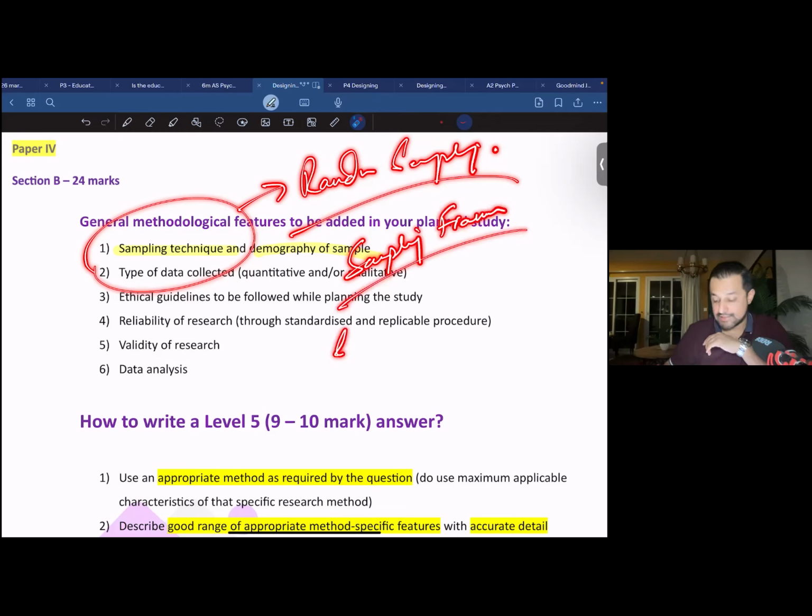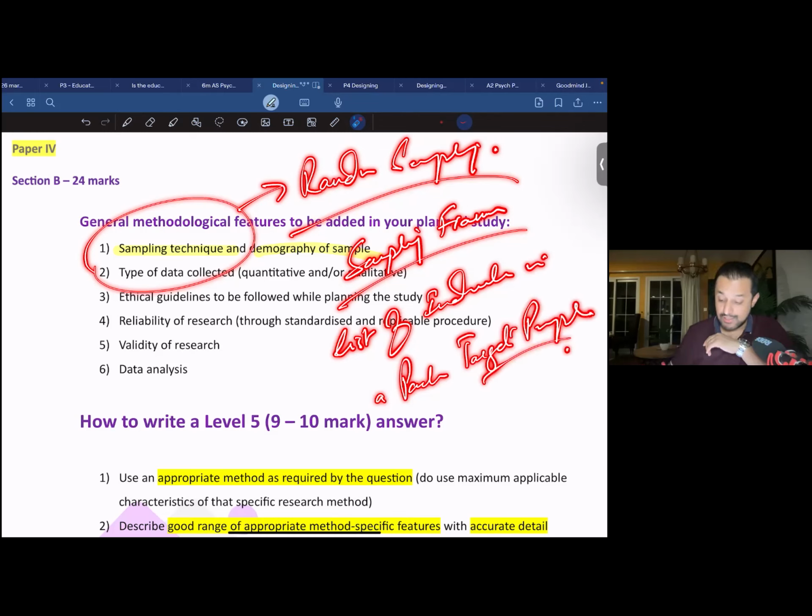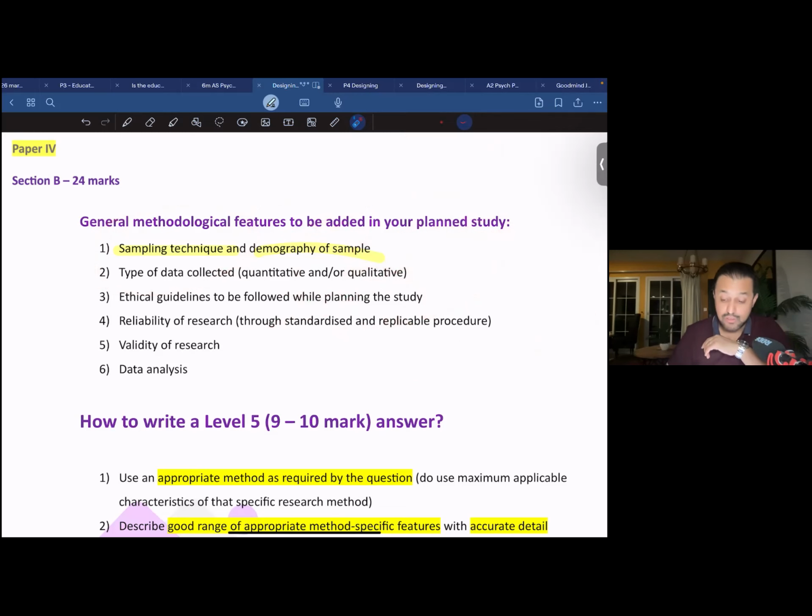A sampling frame is a list of individuals in a particular target population. So whatever the target population is that you're conducting research on, the list of names is the sampling frame. Unless you have a sampling frame, you cannot call your sampling technique a random sampling technique, okay? So these are the general methodological features that need to be added in your planned study. The first one is the sampling technique and the demographic of the sample: the age, the gender, ethnicity if you want to, and so on and so forth.